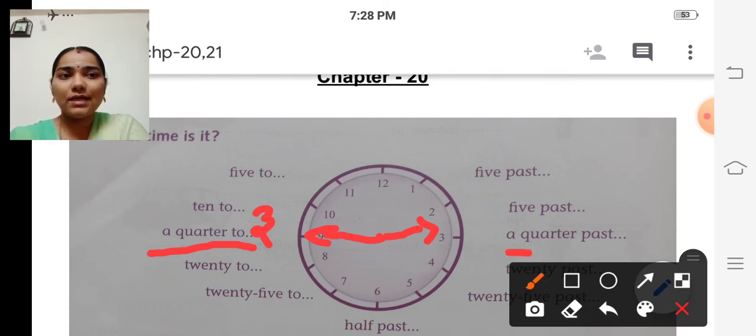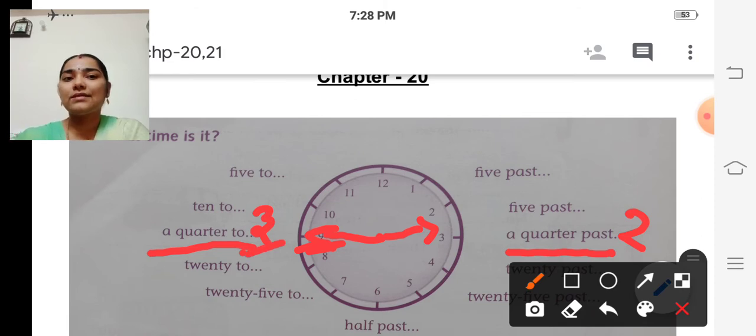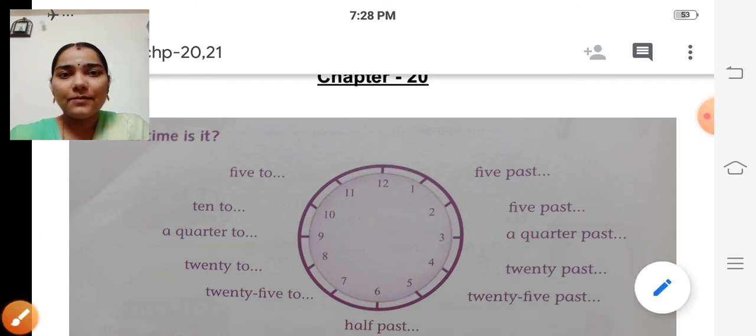Here what we will say, a quarter past the same hour, isn't it? A quarter past the same hour 2. But here when it passes 9, we'll say a quarter to 3, the next hour. A quarter to 3.